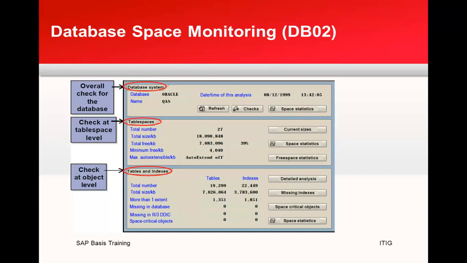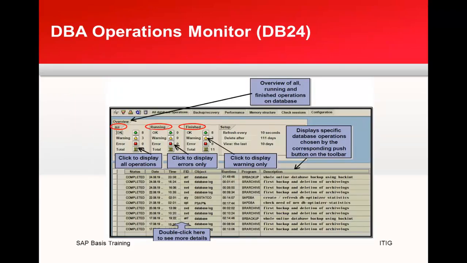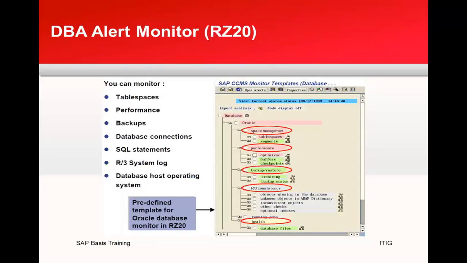Okay, so let's go to the next T code, which is DB24. DB24 is pretty important from the operations point of view, because here you can see which process is running, what type of activity is completed, and what is running. You can come back and see how many have failed and how many are still running. So that is about DB24. Let's go to the next one, which is RZ20.